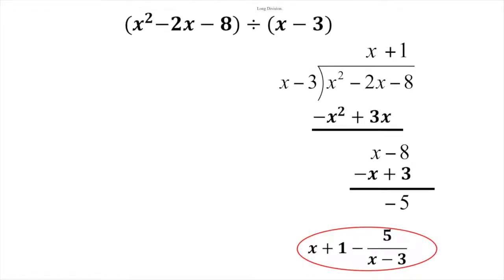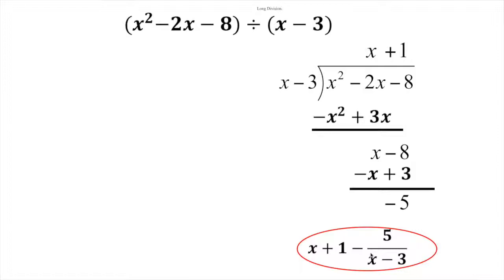Check your answer here. Hopefully this is what you got. The remainder on this one was -5. Then we go -5 over x minus 3. Remember that this x minus 3 is what goes on bottom. Okay, so that's using the long division method, and that method works again all the time.